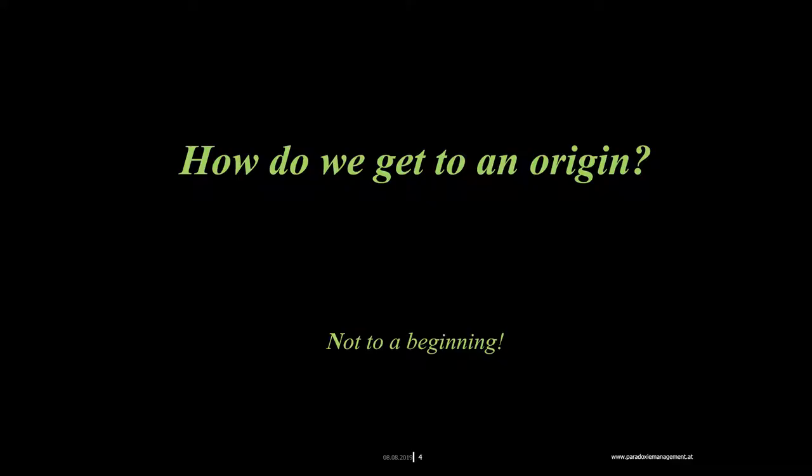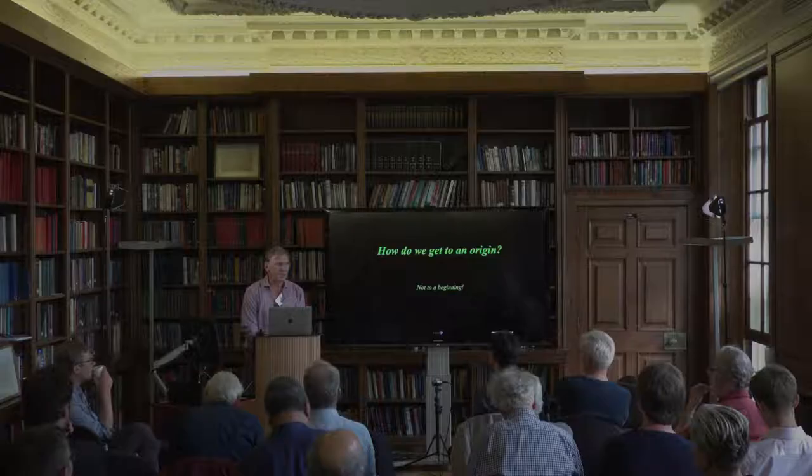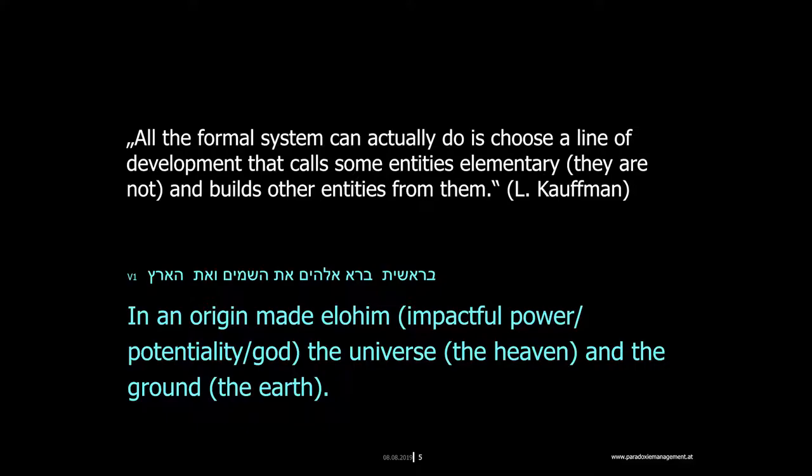How do we get to an origin, not to a beginning? All the formal system can actually do is choose a line of development that calls some entities elementary, they are not, and builds other entities from them. The line of development and entities elementary in Genesis are the creation of the universe and the ground.